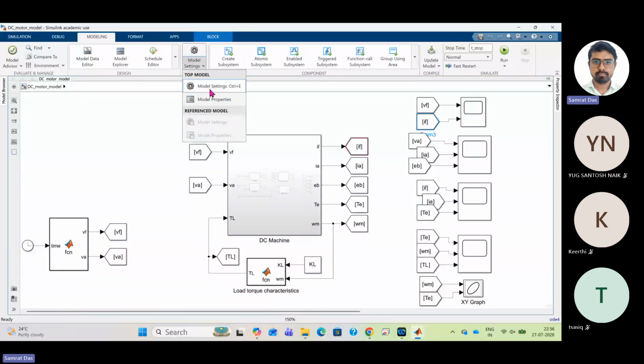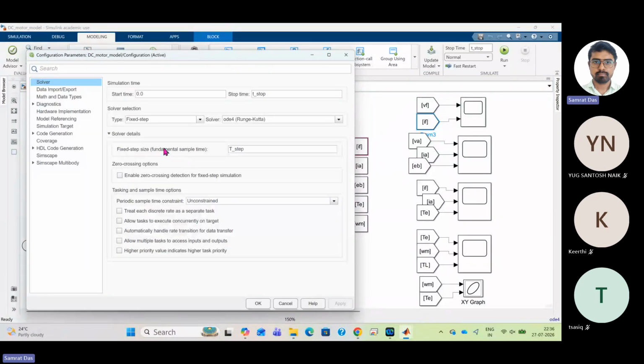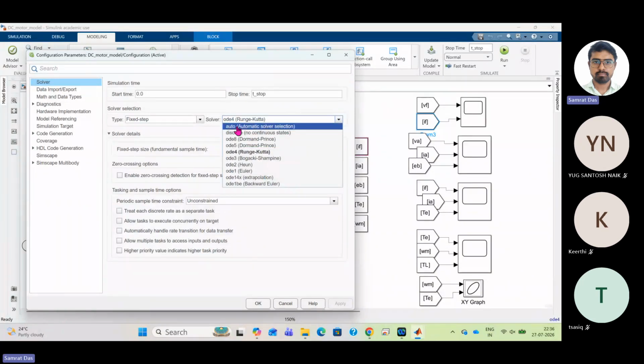But within model settings, you can see that I have set it for fixed step, and solver, if you zoom in, the start time is 0 and stop time is t stop, whatever I have defined to be t stop. Now which solver you are using, there are different solvers defined here. Auto is like automatic solver selection. So based on the Simulink model that you have created, Simulink will decide which solver is best for the solution of the system that you have made, and it will automatically choose one of these.